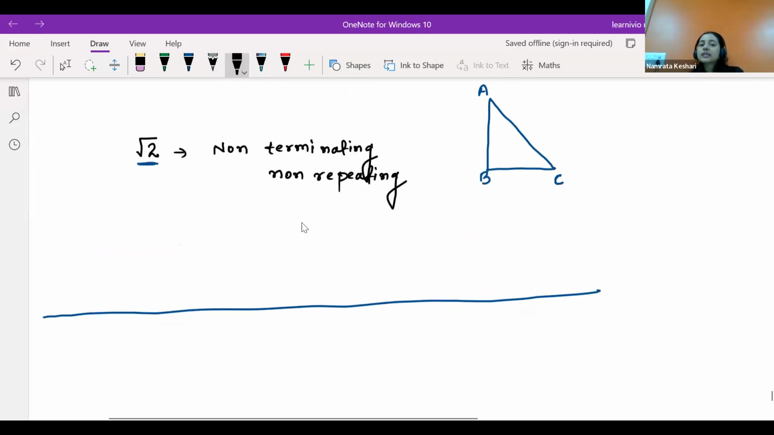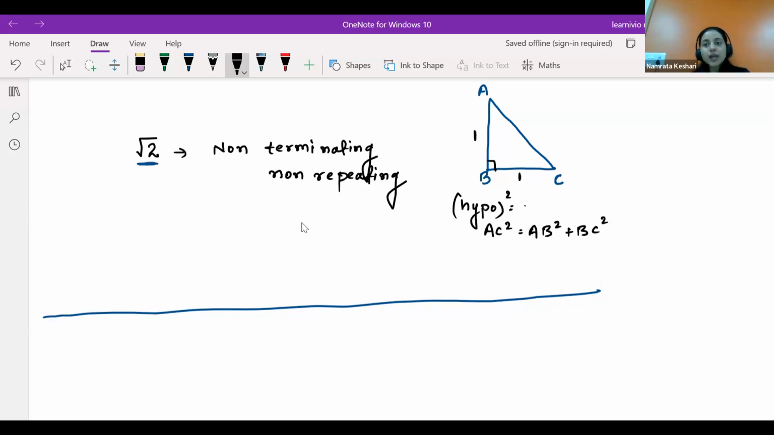So we will take the help of the Pythagoras theorem, which says that hypotenuse square is equal to perpendicular square plus base square. So it says that AC square is equal to AB square plus BC square, right? Now, we are thinking that if we take the help of this right angle triangle, and if we are able to maintain the base as 1 and the height as 1.